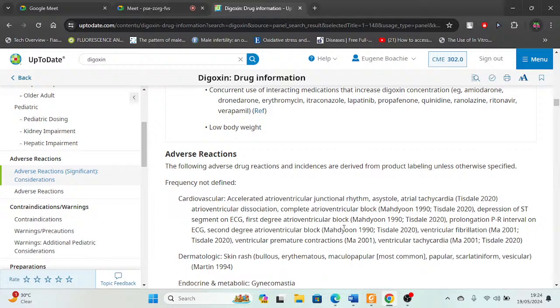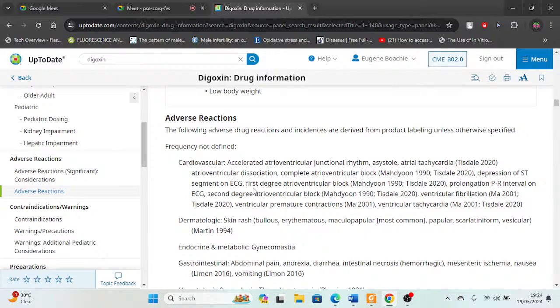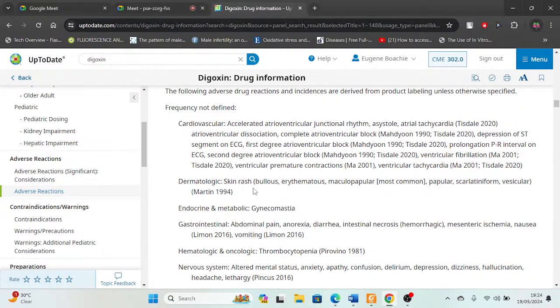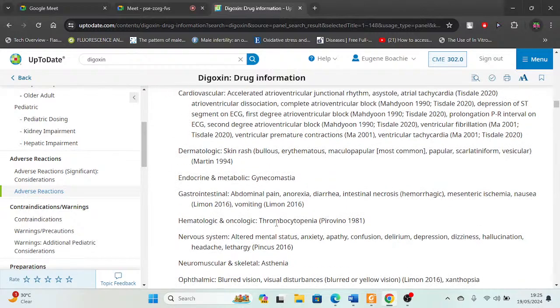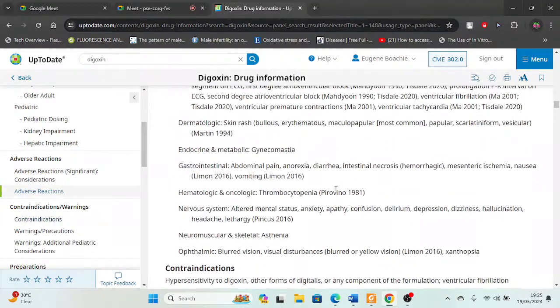I said you should state 3 non-cardiac side effects and 2 cardiac side effects of digoxin. Non-cardiac side effects and cardiac side effects of digoxin.